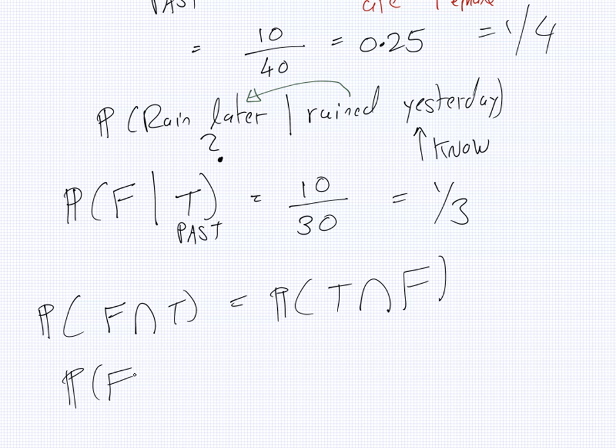Stop it. Probability that they're female, given that they drink tea, is not the same thing as the probability that they drink tea, given that they're female. Okay, so read carefully, please. Let's have a look at another one.